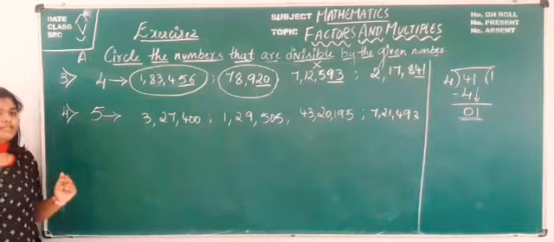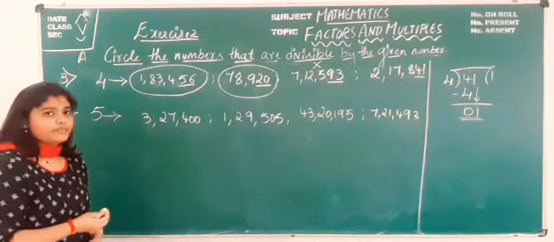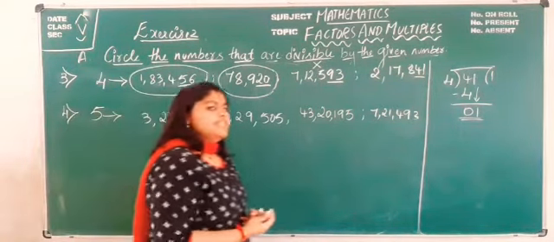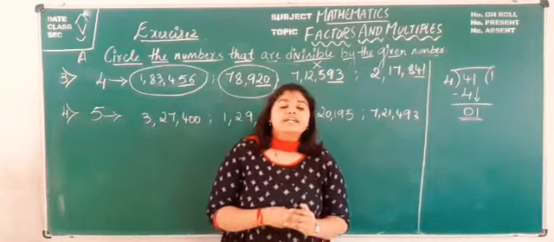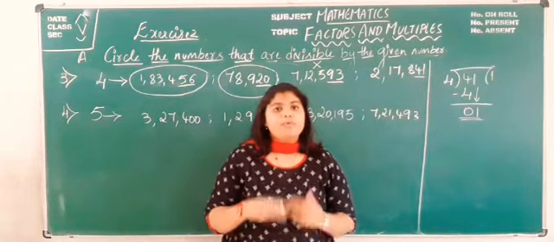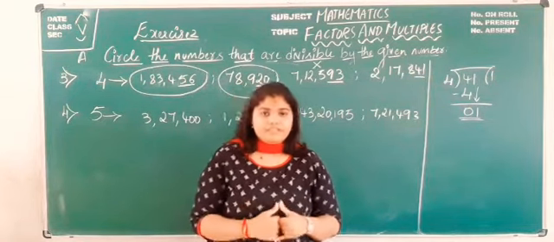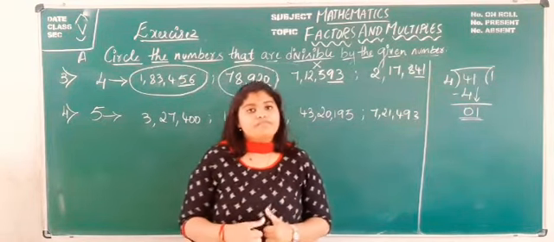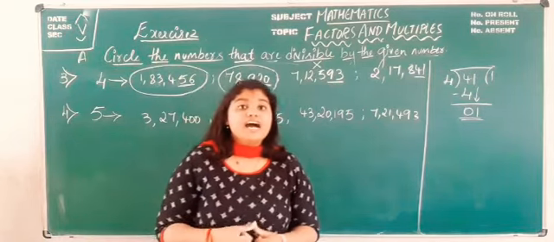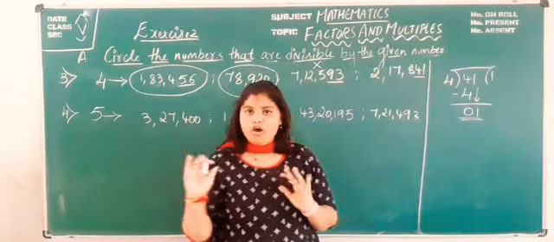So what is the divisibility rule for number 5? Yes, the given number is divisible by 5 when the last digit is either 0 or 5.